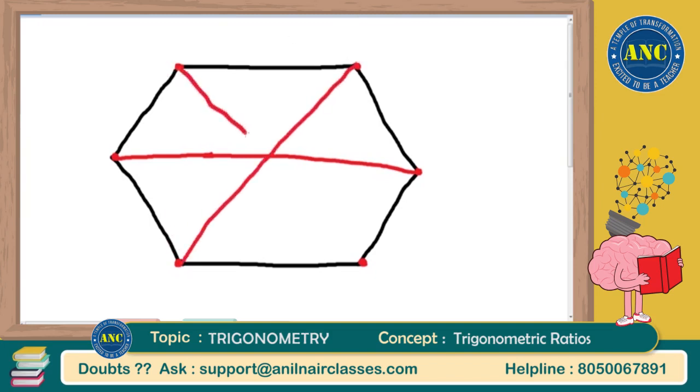These two I will join. Similarly, I will join these two. Now, the middle point where 3 lines are joining, I will name that point as 1, right? I will call that point 1.